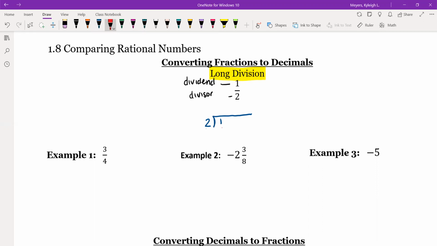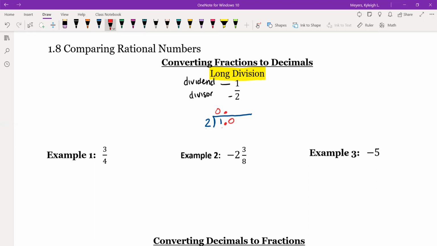Think about, does 2 go into 1? No, right? So you're going to put a 0 there. But we still have that 1, so it doesn't just go away, right? We put a point there. If we put a point there, we got to put a point there. And then a 0, right? So that rings some bells.